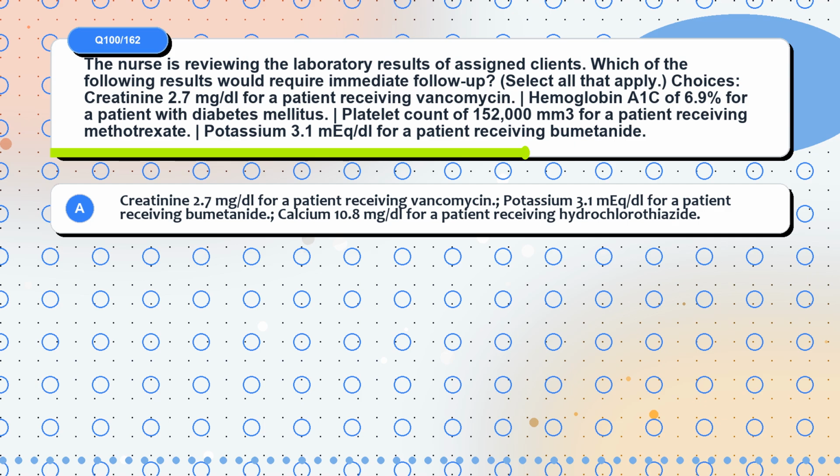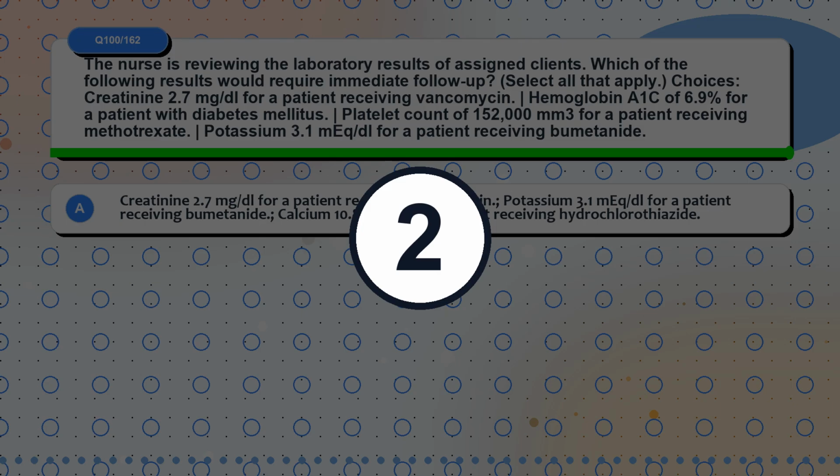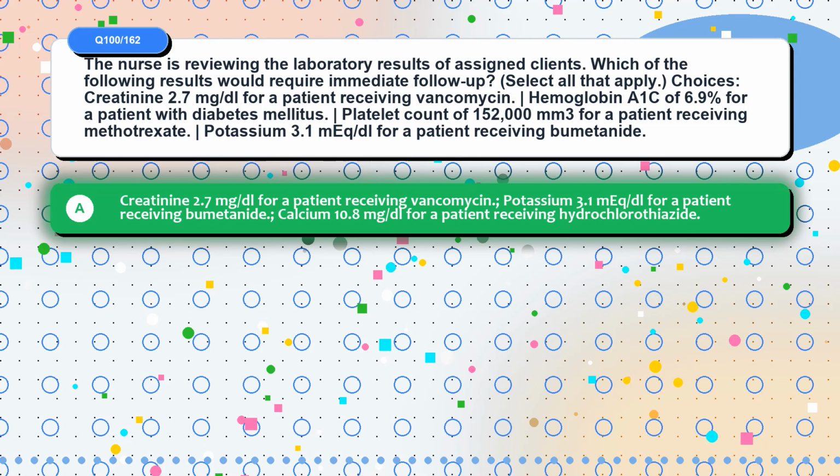Here are the options. Option A: creatinine 2.7 mg/dl for a patient receiving vancomycin. Potassium 3.1 mg/dl for a patient receiving bumetanide. Calcium 10.8 mg/dl for a patient receiving hydrochlorothiazide. The correct answer is option A. Creatinine 2.7 mg/dl for a patient receiving vancomycin.